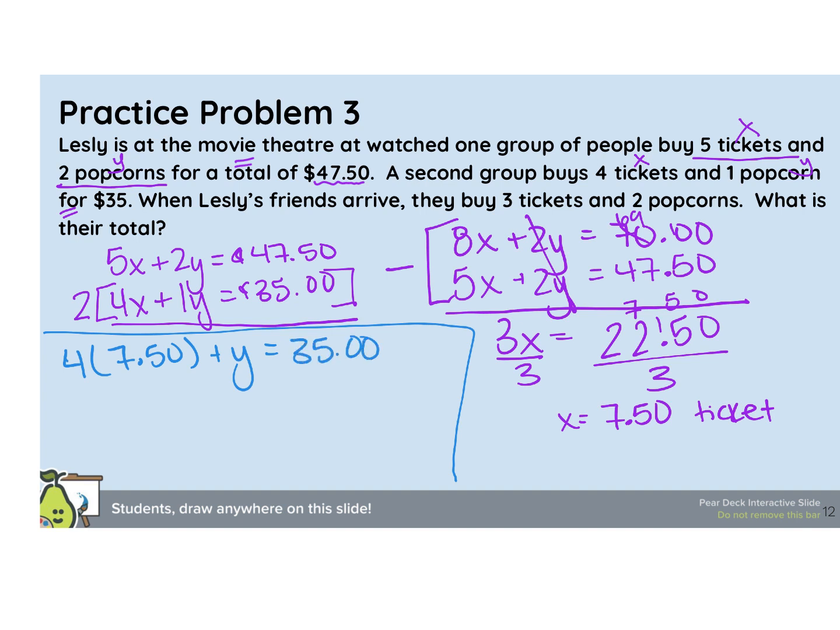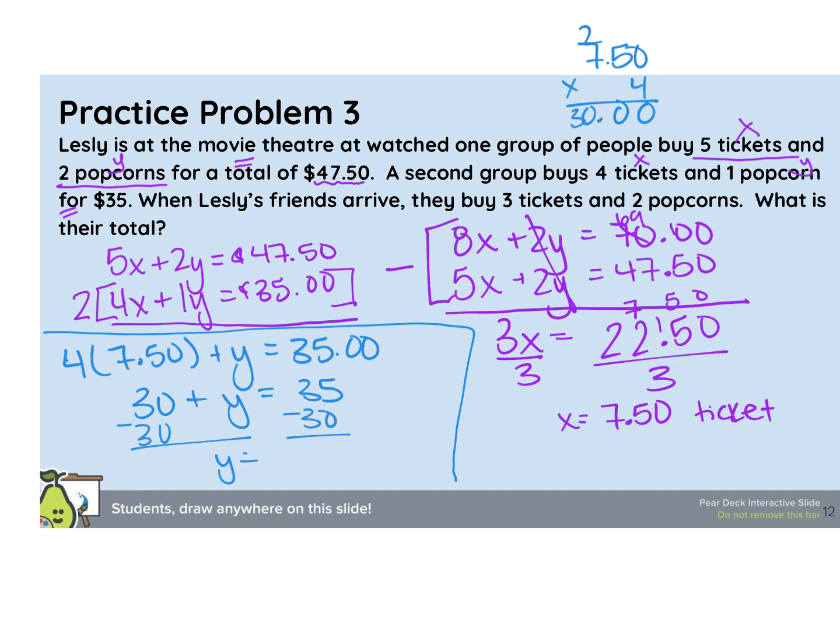So what is $7.50 times 4? Let's see. 0, 20, 28. So it's $30. So we have $30 plus Y equals 35. One-step equation. Subtract the 30 on both sides. Y is $5. And what is Y? A popcorn. So now I'm going to go to the next slide and actually answer the question.